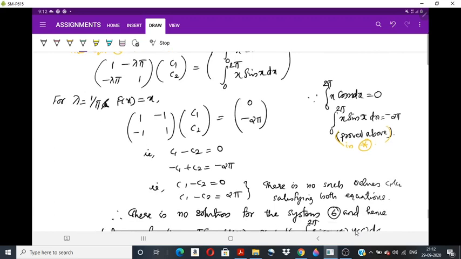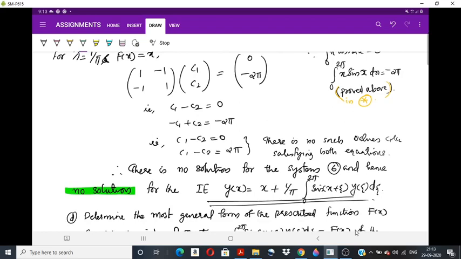Applying this, we get one equation as C1 minus C2 equal to 0, and in the second equation we obtain C1 minus C2 equal to minus 2 pi, but these cannot occur together. So this is impossible to satisfy, as there are no such C1 and C2 satisfying these two conditions simultaneously. That means the system is not solvable, such C1 and C2 do not exist, and hence there is no solution.